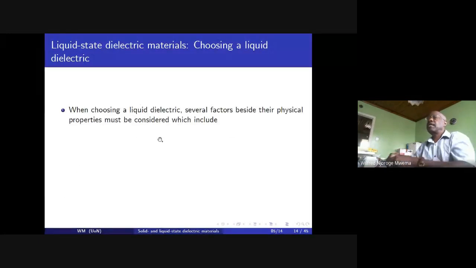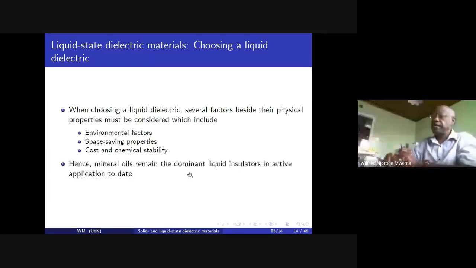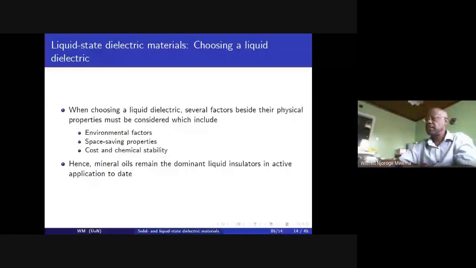So how do we choose liquid dielectrics? When choosing a liquid dielectric, several factors besides their physical properties must be considered, which include, one, the environmental factors. Like askarels, we have said they are not useful because they are not biodegradable, and they also have a poisonous nature. Then the space saving properties, how much of it do we need for a particular application? So cost and also chemical stability. Hence mineral oils remain the dominant liquid insulators in active application to date.